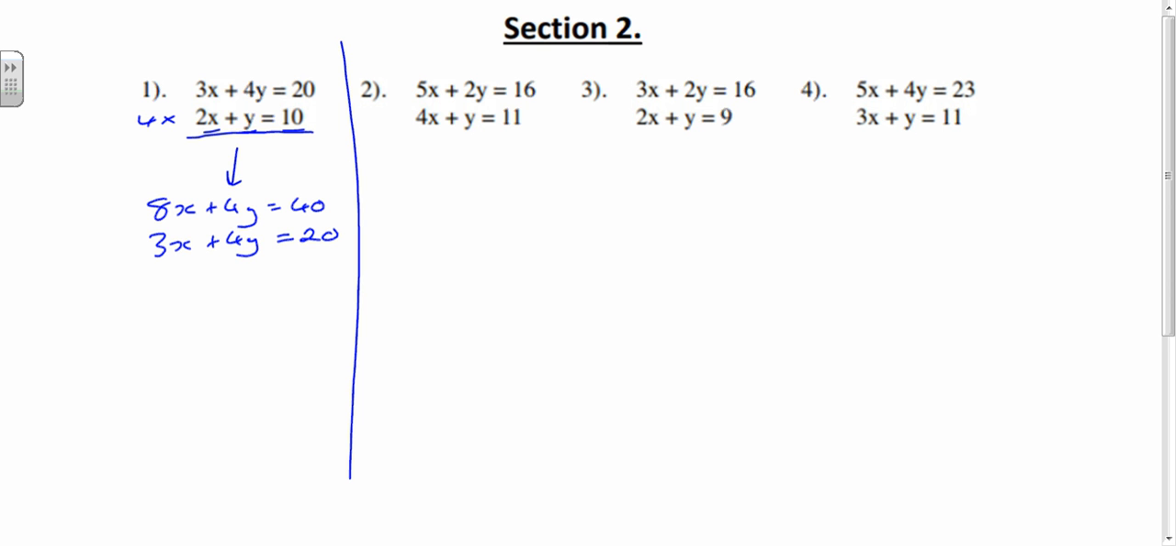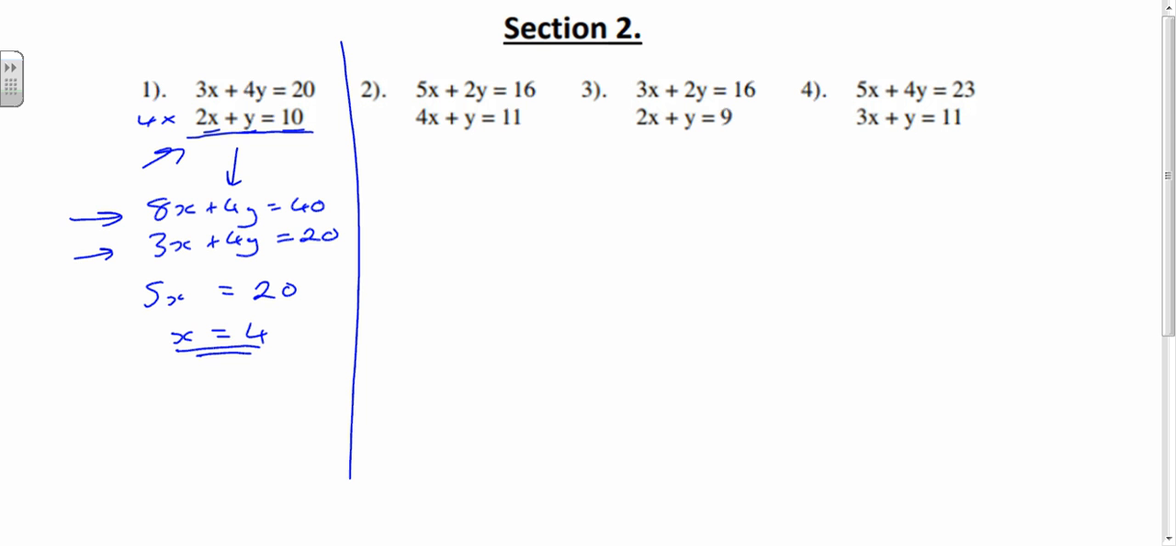So 8x take away 3x is 5x. Because the y's are the same, they're just going to disappear. 40 take away 20 is 20. So 5x equals 20. So if you divide by 5, 1x equals 4. And once you've got x equals 4, you can substitute it into anything. You can substitute it into this one. You can even substitute it into the one that you changed, or the original one.